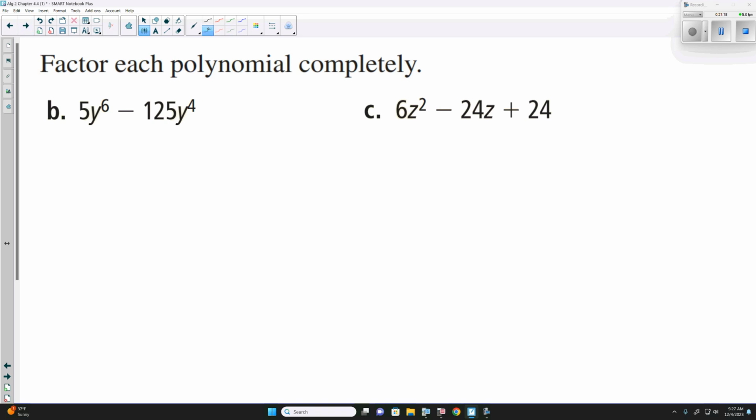So if we look at B, is there a greatest common factor with 5y to the fourth? Because 5 will go into both 5 and 125. With y to the 6 and y to the fourth, we can remove 4 from both of them. If we factor 5y to the fourth from 5y to the 6, we're left with y squared. 125 divided by 5 is 25.